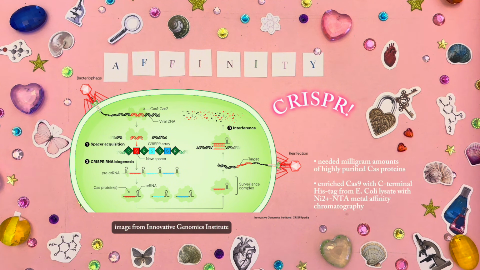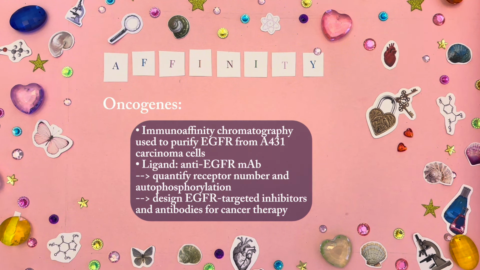A method of achieving this used enriched Cas9 with a C-terminal his tag from E. coli lysate with nickel 2+ NTA metal affinity chromatography. Without affinity chromatography, we would be unable to purify big multi-domain nucleases such as Cas9 and Cas12 at the scale desired. The final use of affinity chromatography I will discuss involves oncogenes and tumor suppressors.